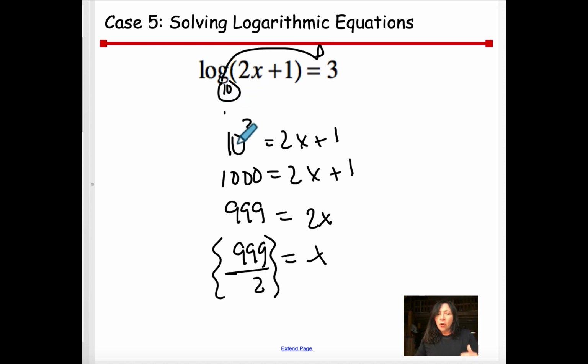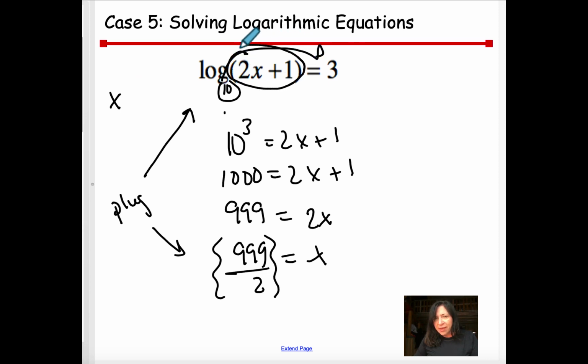And again, when you're doing these logarithmic equations, you want to make sure that you plug in your answer, because you have to make sure that this checks out and that you don't get a negative argument. Because remember, your argument, whatever this value is here, has to be greater than 0. Can't be 0, can't be negative, has to be greater than 0.